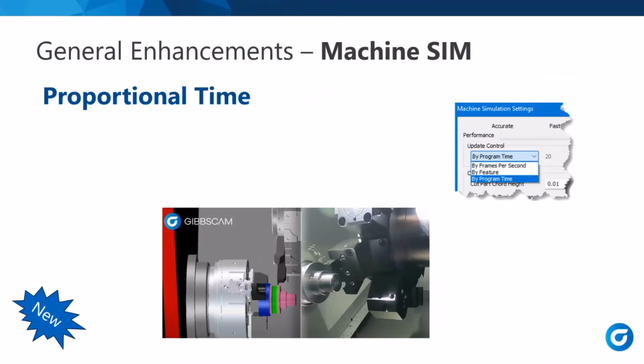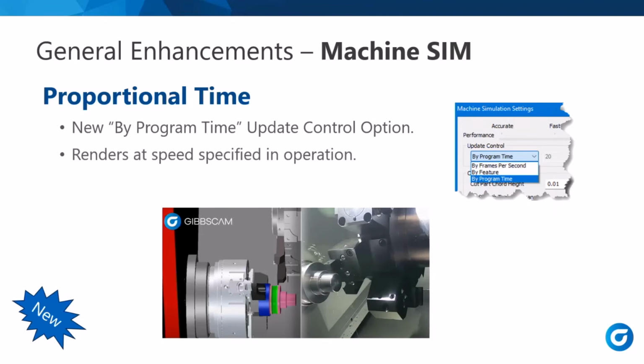All right, so we're going to switch gears a little bit. We're going to talk about some machine sim changes. We have a new time mode, which is basically proportional time. In the actual dialog, you'll see it's called by program time. It basically is designed to render at the speed specified in the operation, and proportional is the main key here because it's going to depend on complexity and your computer and all that.